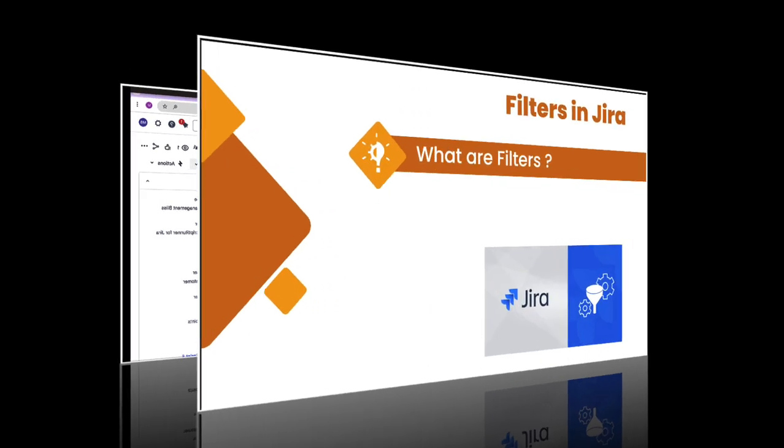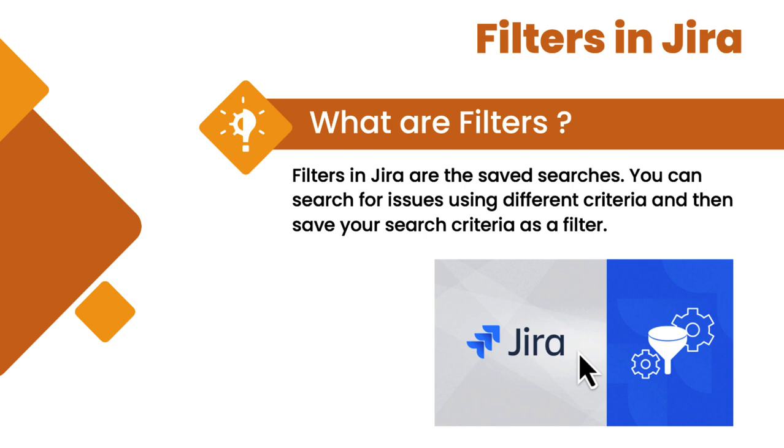Okay, let's go back. What are filters? Filters in Jira are nothing but saved searches. You can search for issues using different criteria in basic or advanced search, and then you can save your search as well, which is called a filter. Let's create a filter in Jira.